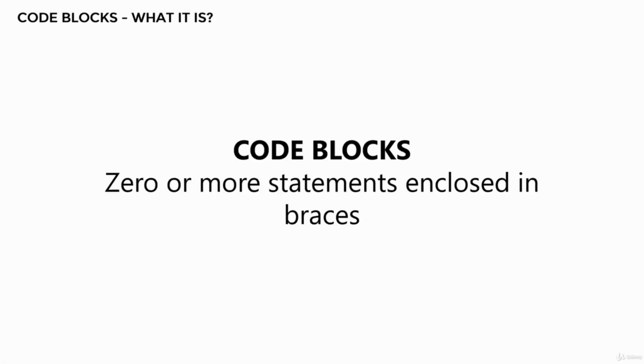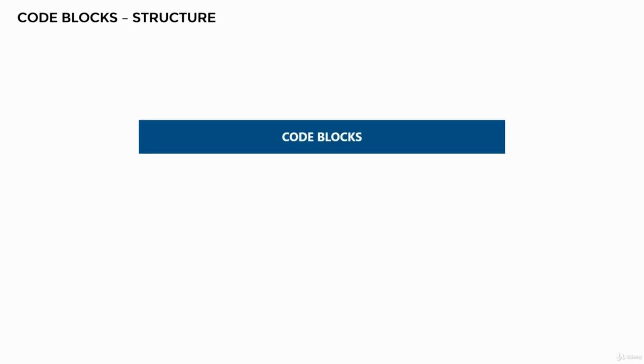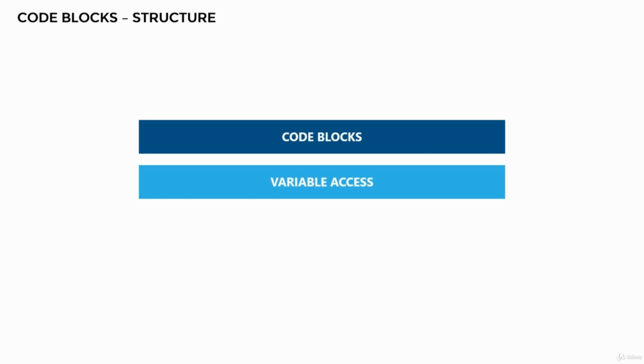So what are coding blocks? By definition, they are zero or more statements enclosed in braces, but it can be a for loop, an if statement, a class, or something else with curly braces. We are going to see some details for code blocks and see how variables can be accessed in and outside of a code block. Alright, let's do this.